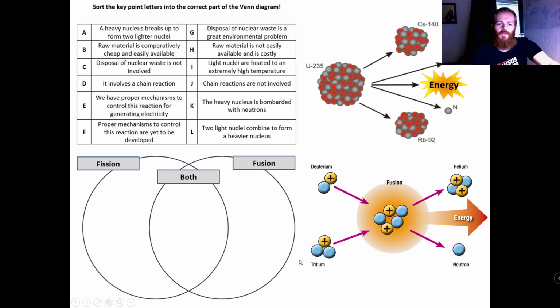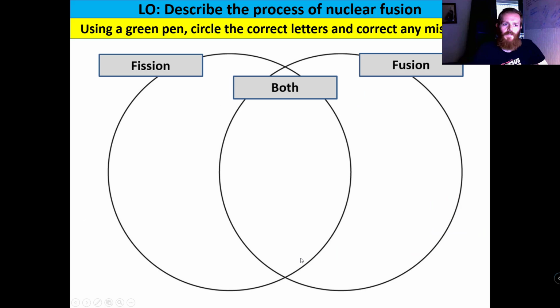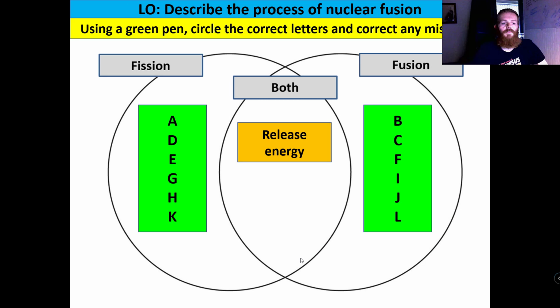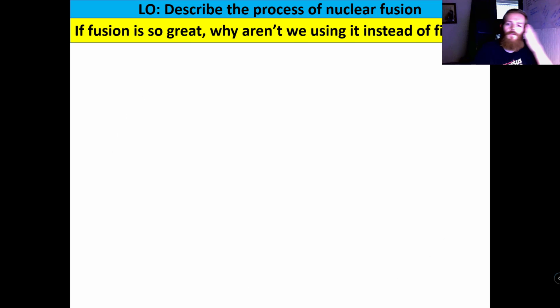So we've got the differences between fission and fusion, and you've also thought about a couple of the similarities, and there again is the answer if you need it. Okay, so that's the difference between fission and fusion. Okay, so if fusion is so great, why aren't we using it instead of fission? Because there are benefits to fusion that far outweigh fission. There's more energy released from fusion than there is in fission. There's no radioactive waste produced. The materials that we use for it are really abundant on Earth, easy to get and not dangerous.